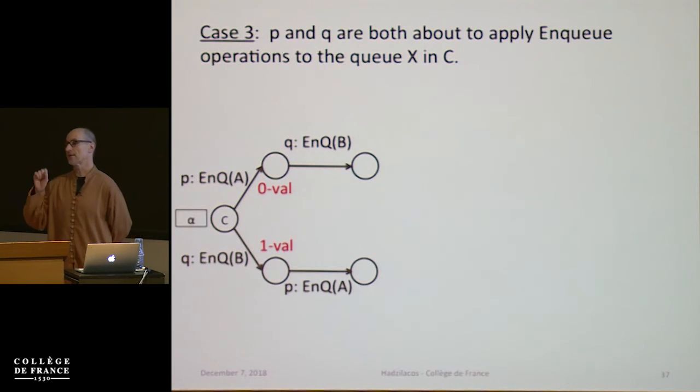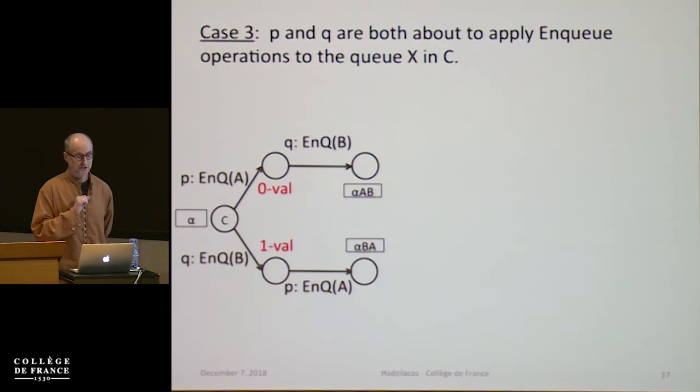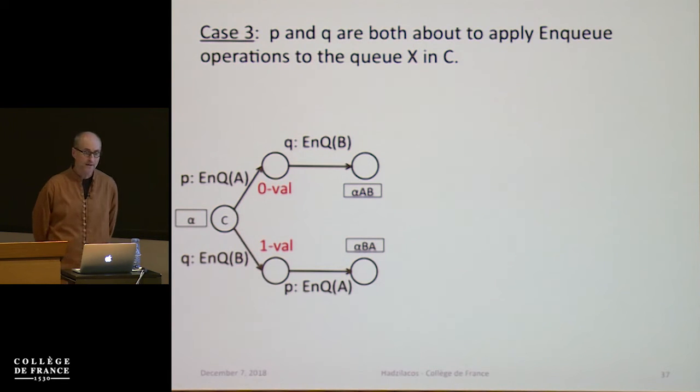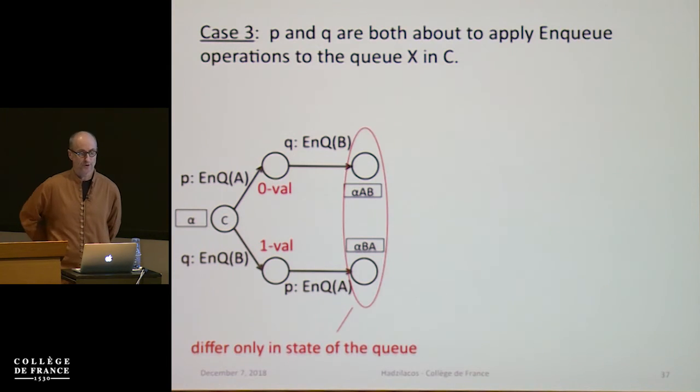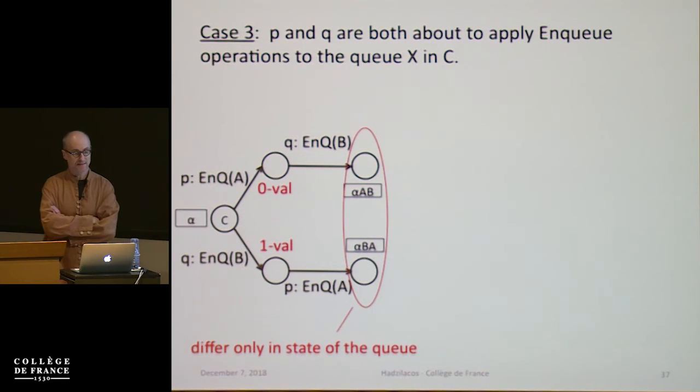If initially the queue contains some sequence of elements, I've indicated them here as alpha. In the top execution, the queue after these two steps contains alpha followed by AB. And in the bottom, it contains alpha followed by BA, because this is the order in which the two elements were enqueued. So let's compare these two configurations. They differ only in the state of the queue. All three processes have the same state, because P and Q have just enqueued their elements. They have gotten back a response saying, okay, you've enqueued your element. It doesn't matter whether they go first or second. They don't know that from an enqueue.